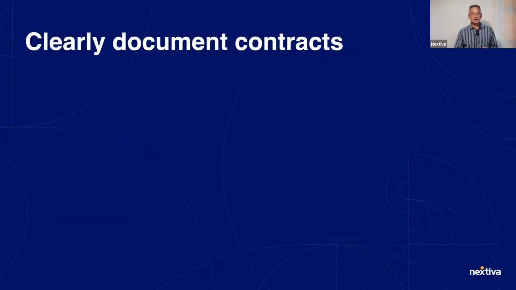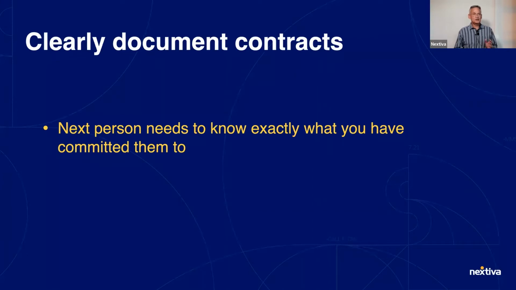Maintain a working build. Next one, clearly document contracts. When you step into some code, it's like you've got a new job. The next person has got to know exactly what you've committed them to. We've all had the experience of getting involved in some code. It now belongs to you, and you don't even know what it's supposed to do. You look at some documentation, but it could fail in funny ways. You don't really know what you've been committed to. You need that to be documented. That's the thing that you need to leave to the next person.